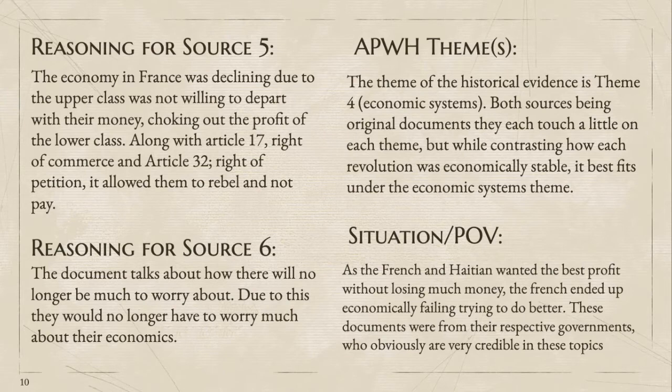Theme 4, Economic Systems, best categorizes this discussion point. Both sources being original documents, they each touch a little on each theme, but while contrasting how each revolution was economically stable, it best fits under the economic systems theme. As the French and Haitian wanted the best profit without losing much money, the French ended up economically failing, trying to do better. These documents were from their respective governments, who obviously are very credible in these topics.